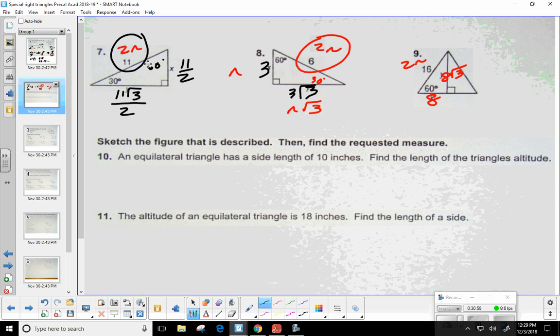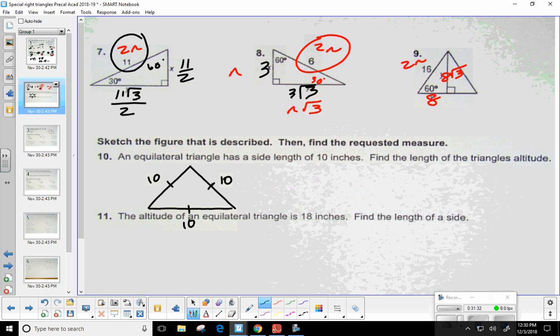Okay. So I'll tell you what, let's do one more problem, and then I'll quickly show you 45, 45, 90, and we're going to be done for the day. It says number 10, an equilateral triangle. What does that mean? All three sides are the same. There we go, equilateral. Okay, so that means I have a triangle where all three of those angles are going to be the same. Has side lengths of 10 inches. So 10, 10, 10.